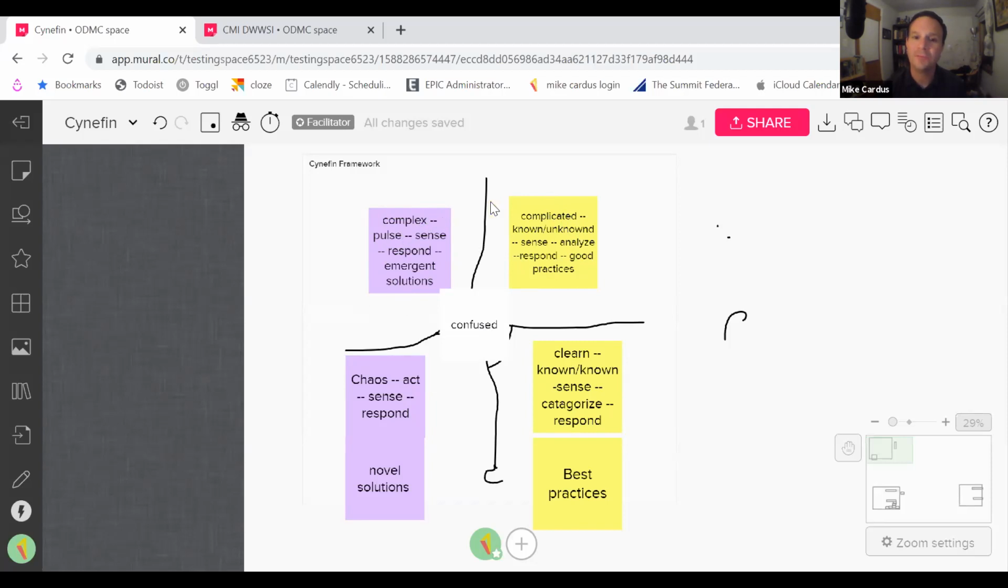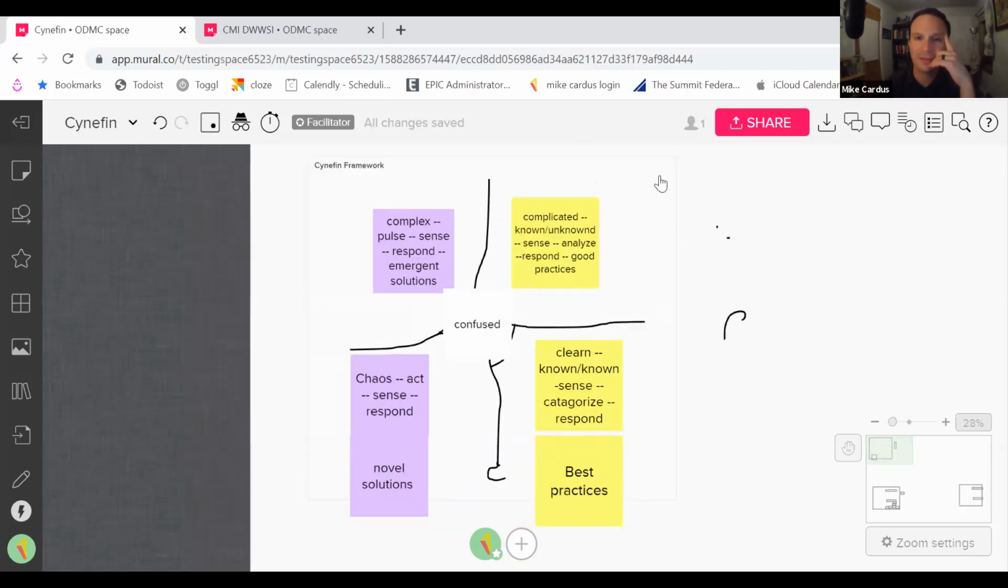So there's always movement inside the Cynefin, and there's always an idea of flow or movement inside the domains. So that's the quick nutshell of the Cynefin.